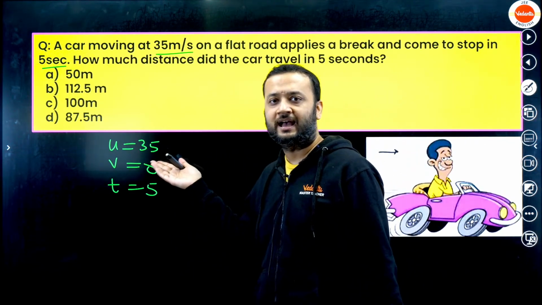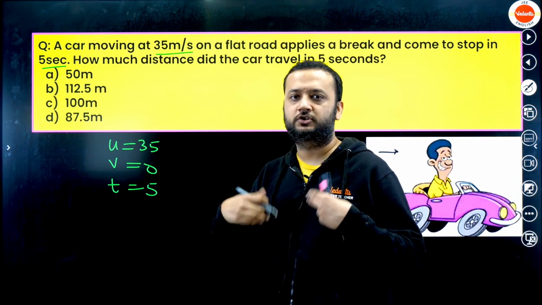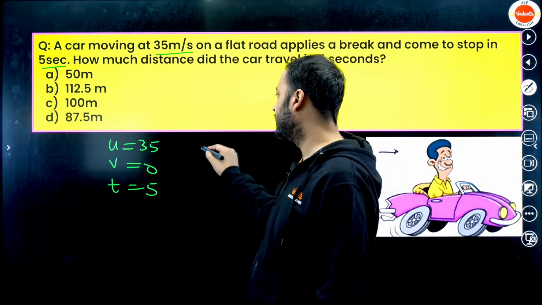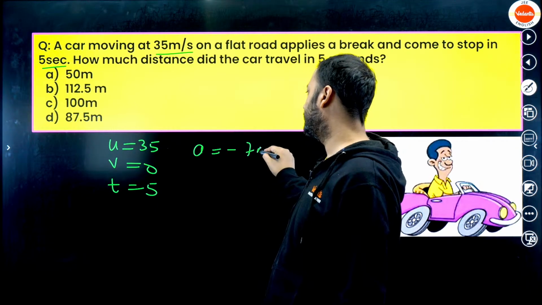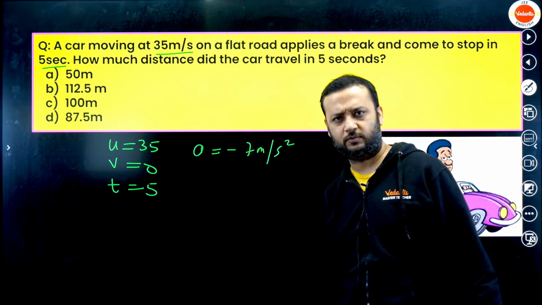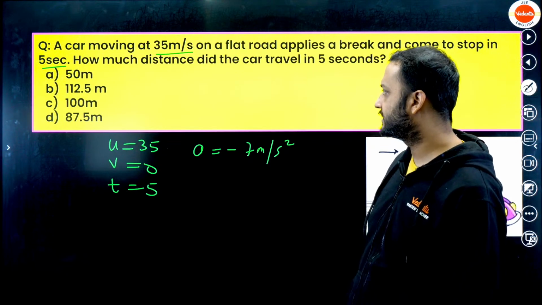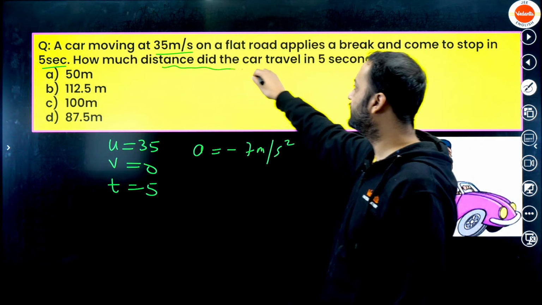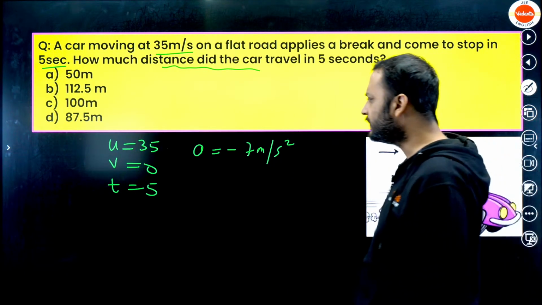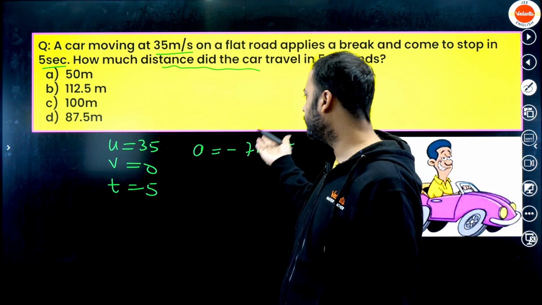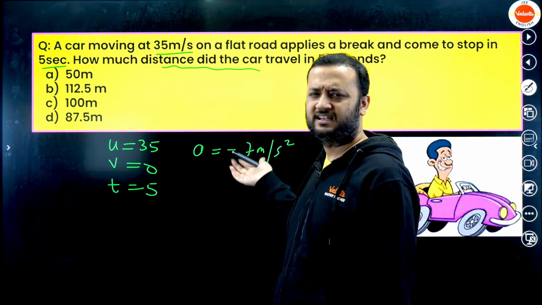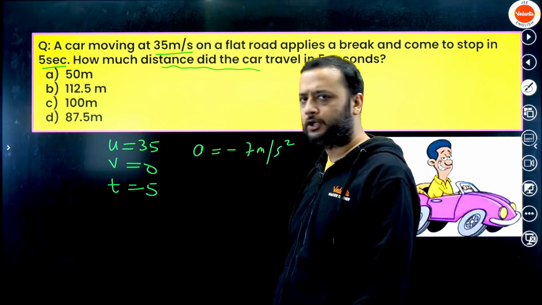So again, simply 35 should become 0 in 5 seconds. So what should be the retardation? 7 meter per second square. So we can say that acceleration will be minus 7 meter per second square, or simply retardation is 7 meter per second square. Now how much distance did the car travel in 5 seconds? Very simple. In fact, we don't even need this acceleration, we don't even need to calculate this.